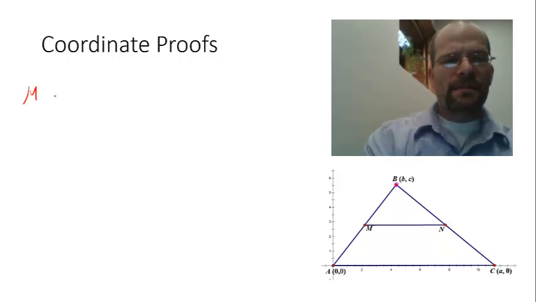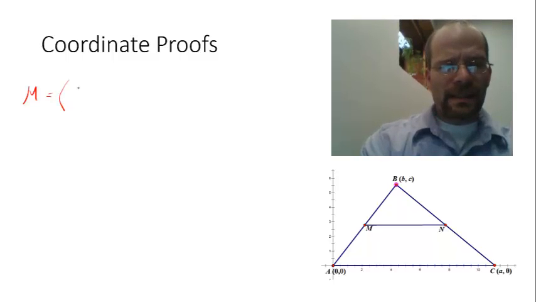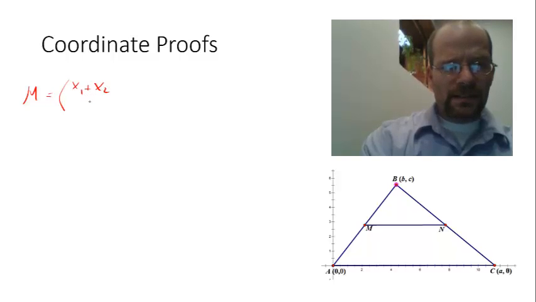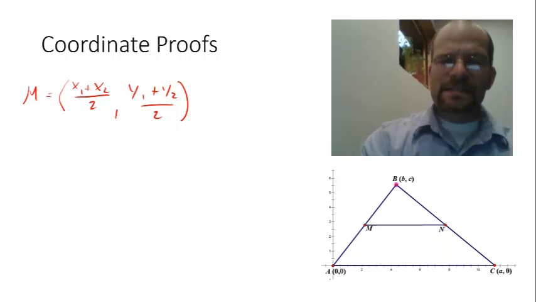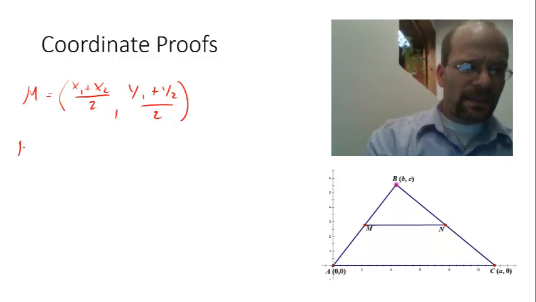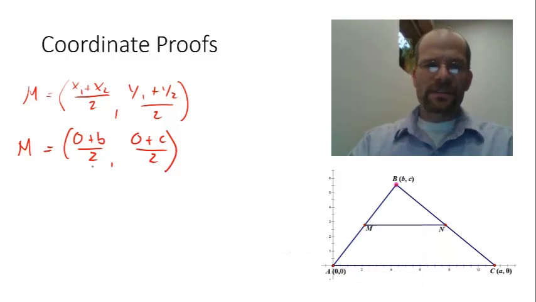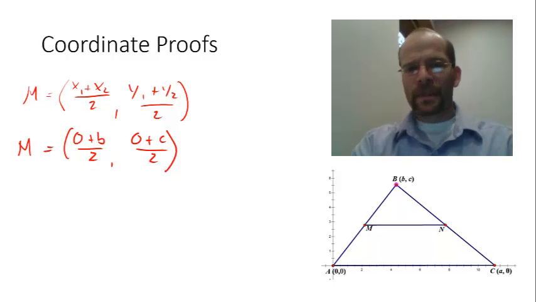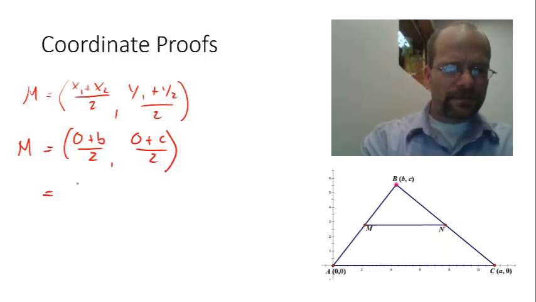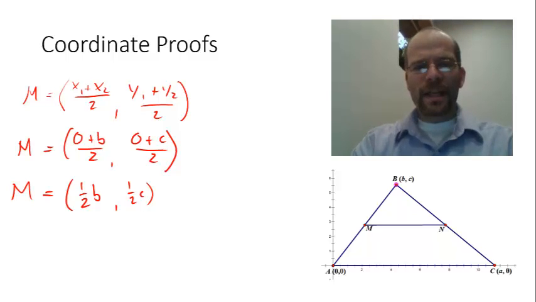So M, remember, is a midpoint, and so the midpoint formula looks basically like this. We know it's x1 plus x2 divided by 2, y1 plus y2 over 2. That's my midpoint. So in this particular instance, we end up at the point M. Coordinates of point M are 0 plus b over 2, 0 plus c over 2. That's my x and y value. And we can simplify those a little bit: 1/2 b and 1/2 c.